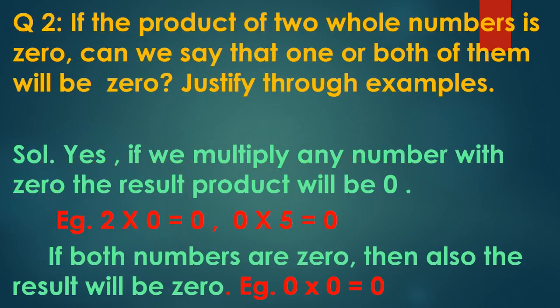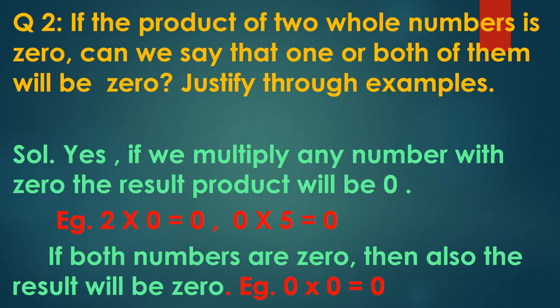The second question is, if the product of two whole numbers is 0, can we say that one or both of them will be 0? Justify through example. What is there in this question? That if the product of two whole numbers is 0, suppose we are multiplying two whole numbers and the answer that we are getting is 0, is it necessary that one or both of them will be 0?